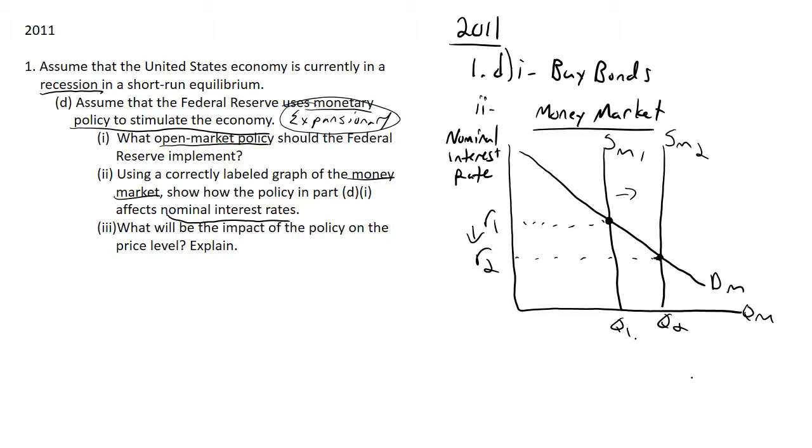So you can clearly see, guys, that as a result of this expansionary policy, the nominal interest rate went down, which should make sense, because with expansionary policy, there's an increase in the money supply. Banks have more money to lend, it becomes easier to get a loan, and interest rates drop. The price of borrowing drops.